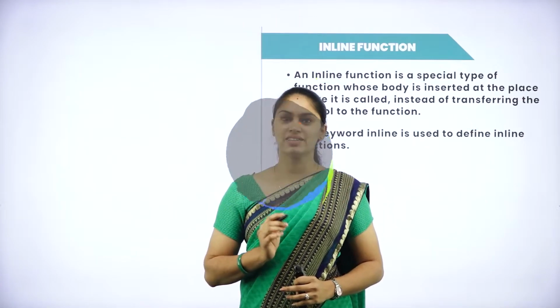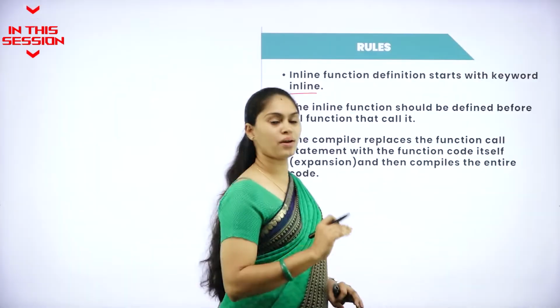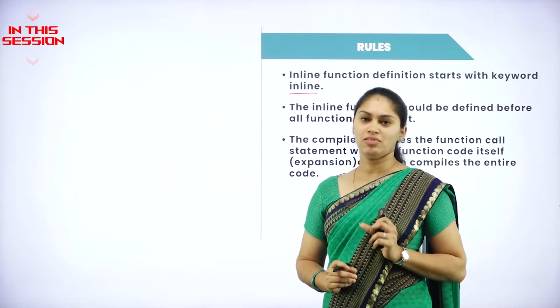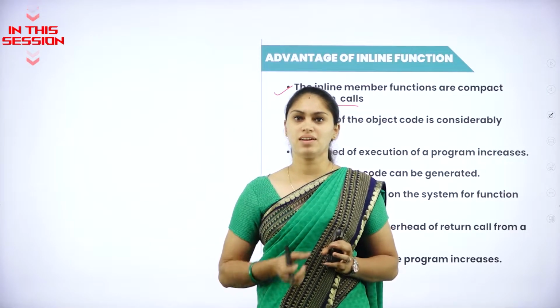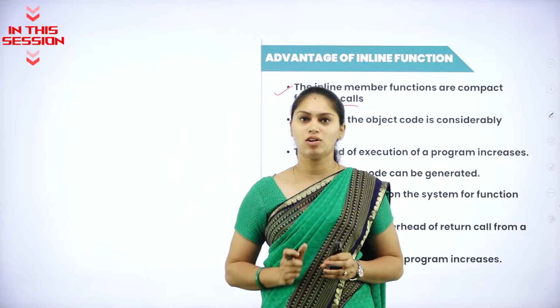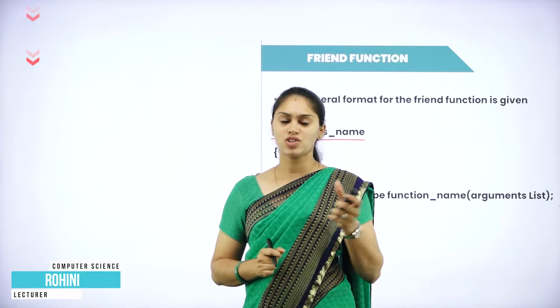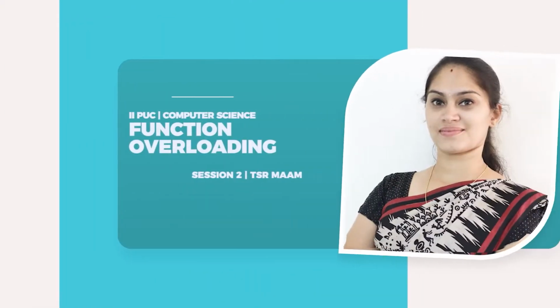The variables which are declared inside the class are known as what? Data members. If I am using an inline function in my program, then it must start with the keyword inline. So whatever the function comprises of, everything will be packed into a single line of code. When I am defining that friend function, at that time the function should not be preceded by a keyword called friend.